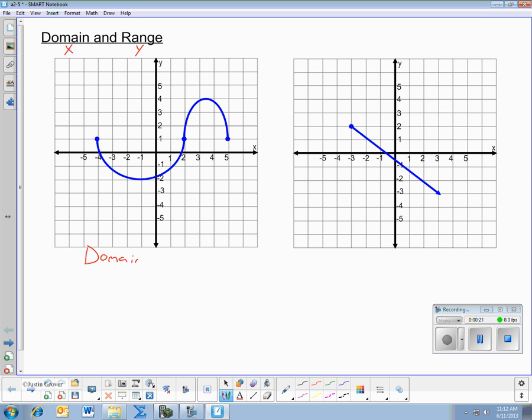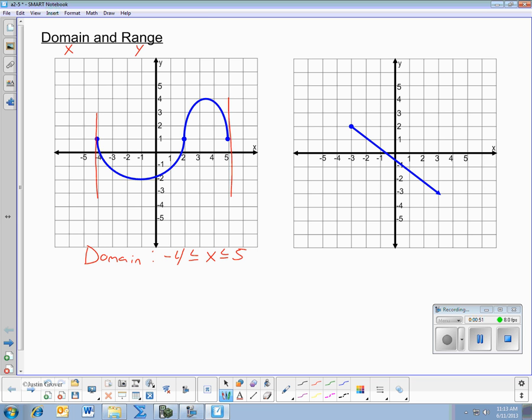the domain is all the possible x values, and that's basically how far left does it go and how far right does it go. And we see it goes as far left as -4 and as far right as +5, and it's everything in between, including those endpoints -4 and 5. And so that means that x is between -4 and 5 and including those. And so we write it as an inequality, that it's everything between and including those endpoints.